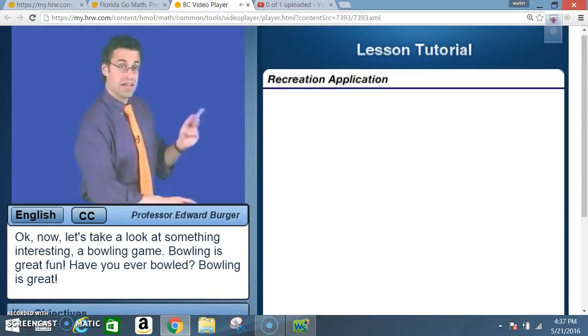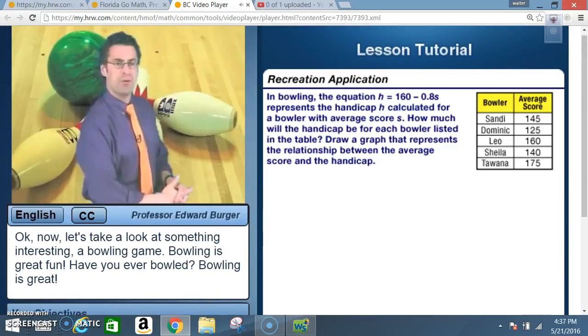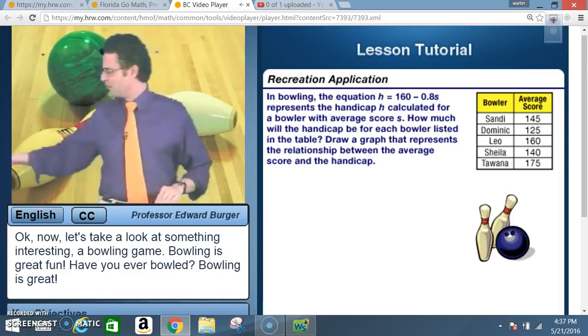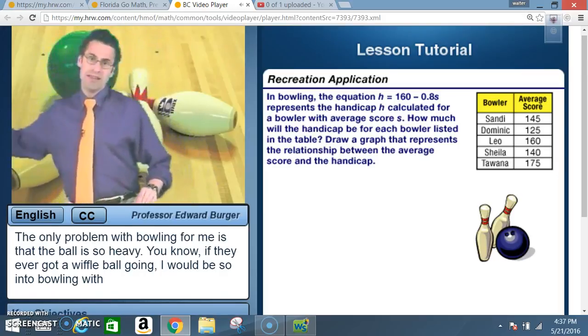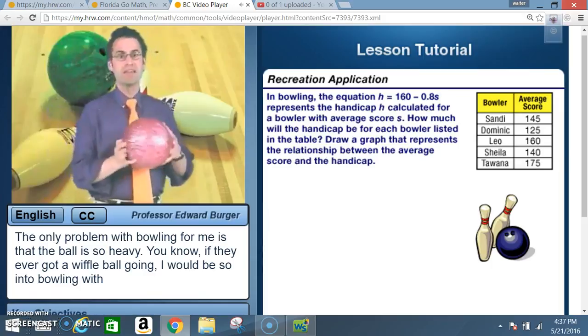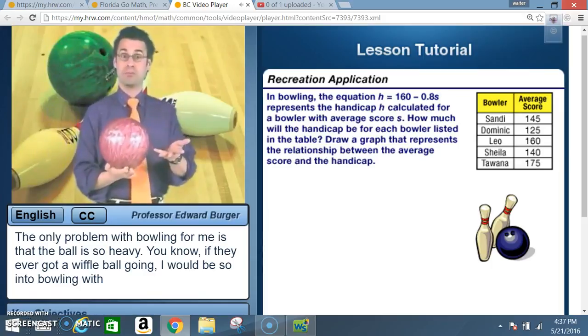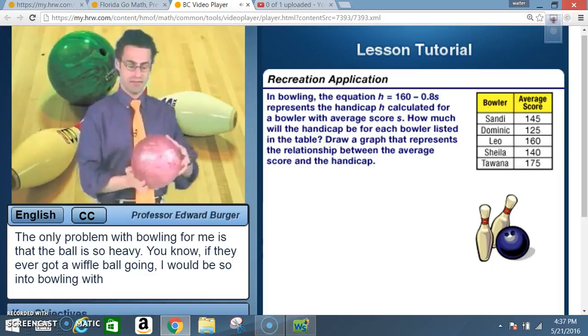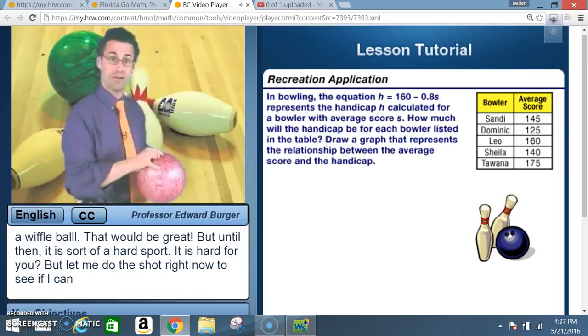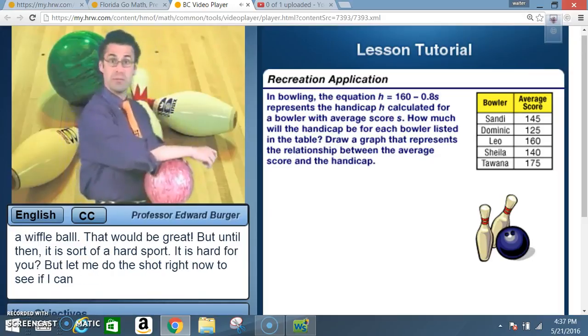Okay, now let's take a look at some interesting bowling. Yeah, bowling is great fun. Have you ever bowled? Bowling is great. The only problem with bowling for me is that the ball is so heavy. If they ever got wiffle ball going, I would be so into bowling with a wiffle ball. That'd be great. But until then, it's sort of a hard sport. Maybe it's hard for you.